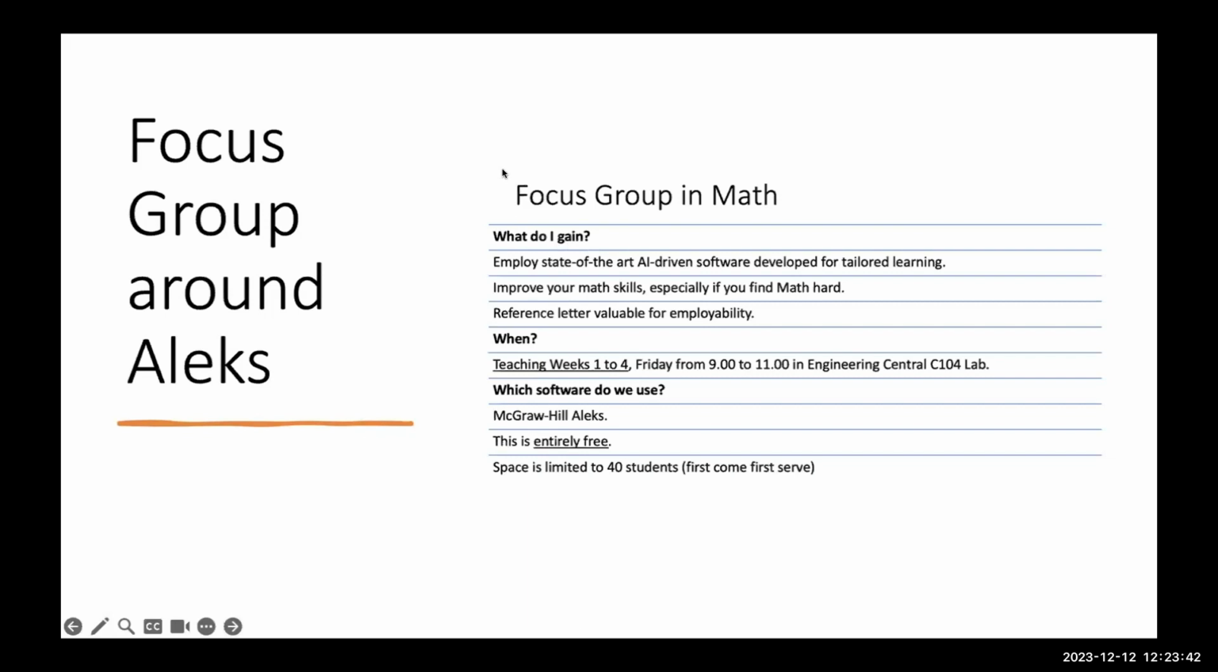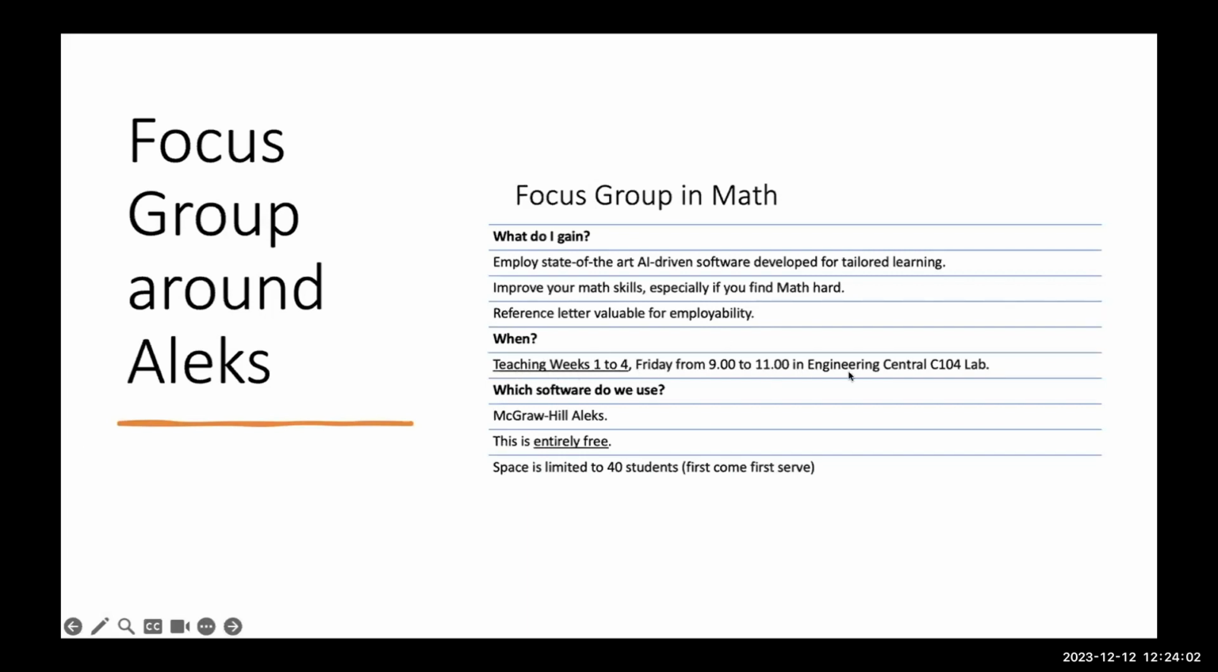I didn't give chocolate. I didn't give an Amazon voucher. I didn't give anything. So there was no party, nothing hidden there. The only thing that appeared is: do you want to employ AI-driven software? Do you want to improve your math skills? And do you want to get a reference letter for your employability? Those were the only things I put on the slides.